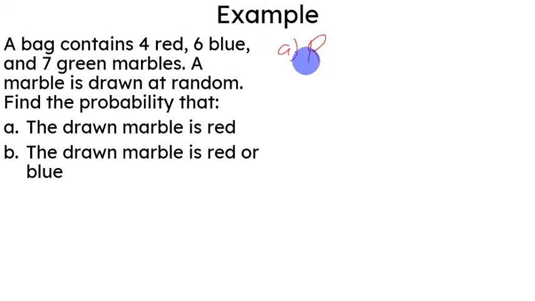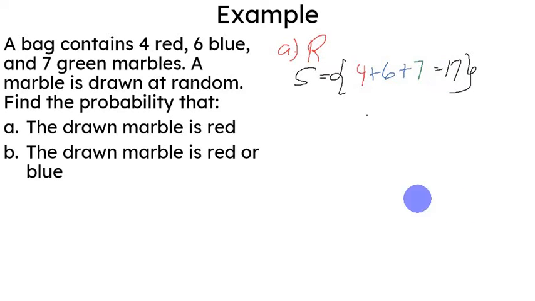So the sample space will have 4 red, 6 blue, and 7 green, which gives us a total of 17 marbles inside our sample space. But don't write it this way. I'm just showing how many elements are there in the sample space because we would need it.